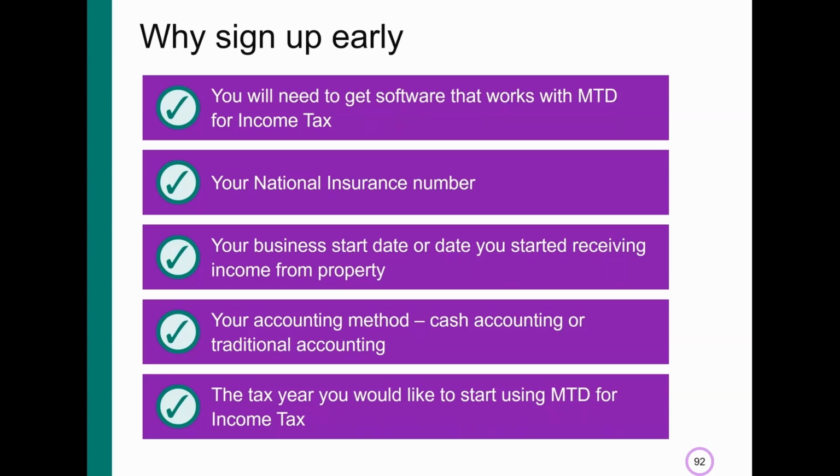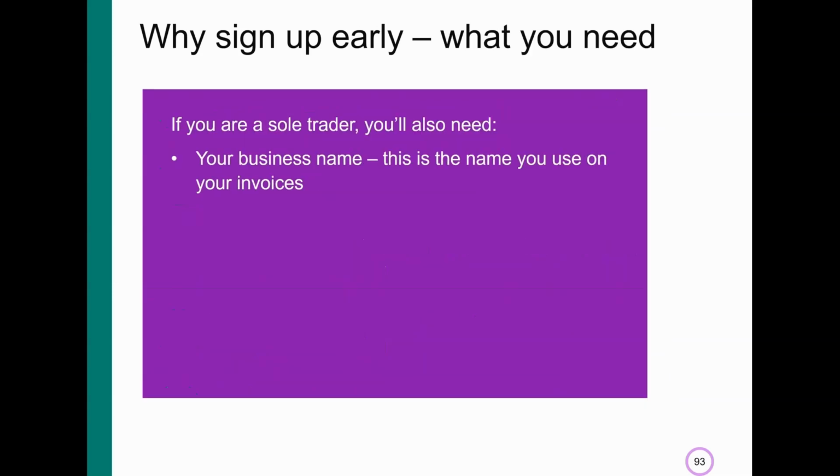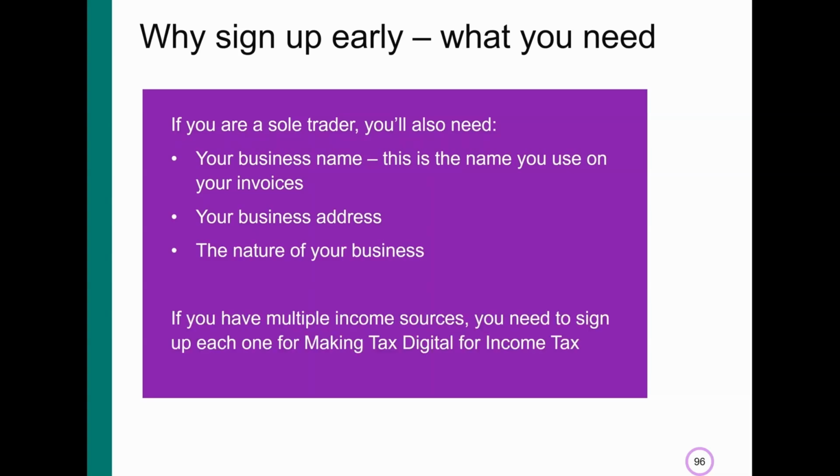If you are a sole trader, you'll also need your business name. This is the name you use on your invoices, your business address, the nature of your business. If you have multiple income sources, you need to sign up each one for Making Tax Digital for income tax.